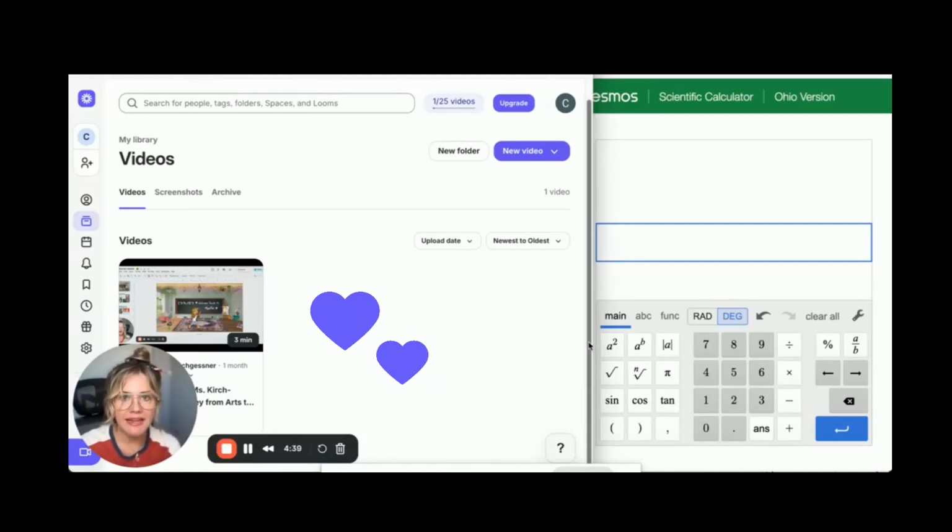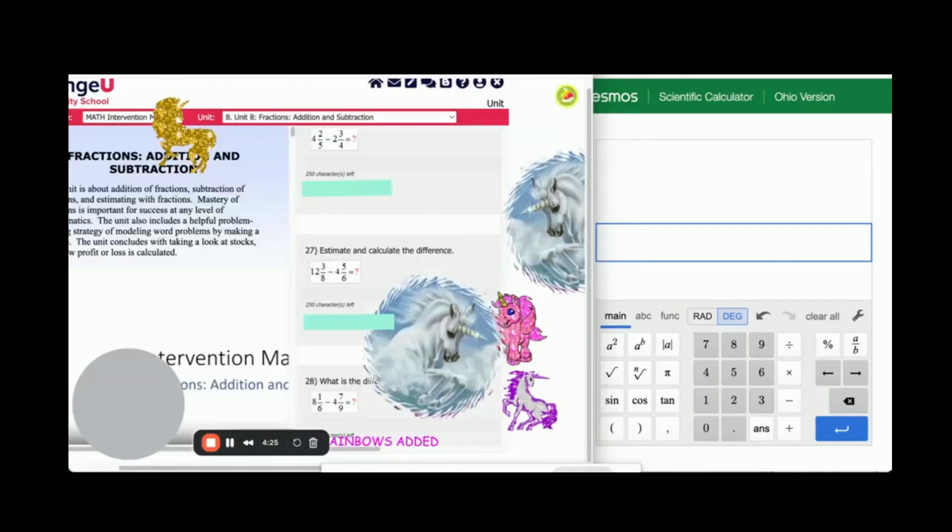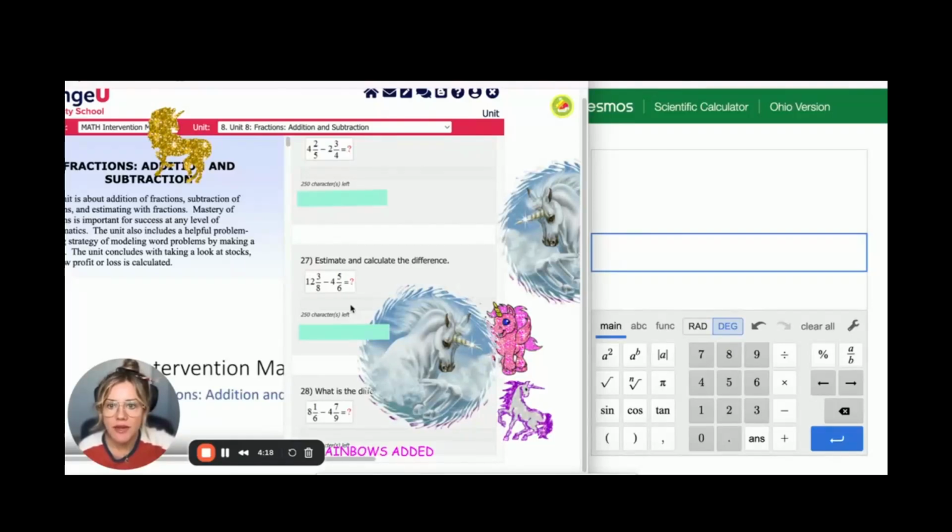Go ahead and click on that Desmos Scientific Ohio version calculator that you'll be using on that state test. It's in the post below. And let's look at this test, number 27: 12 and 3/8 minus 4 and 5/6.